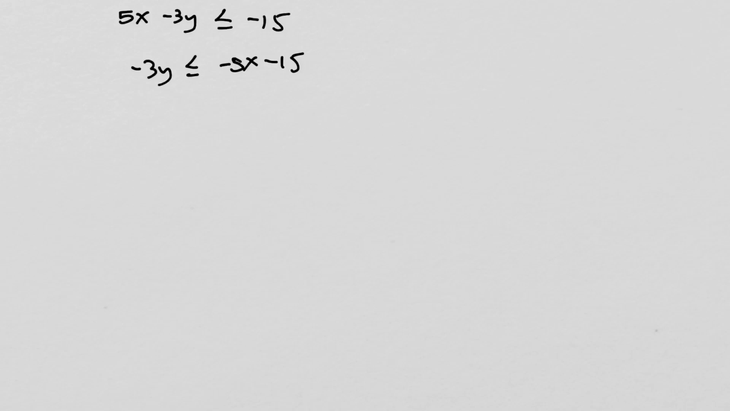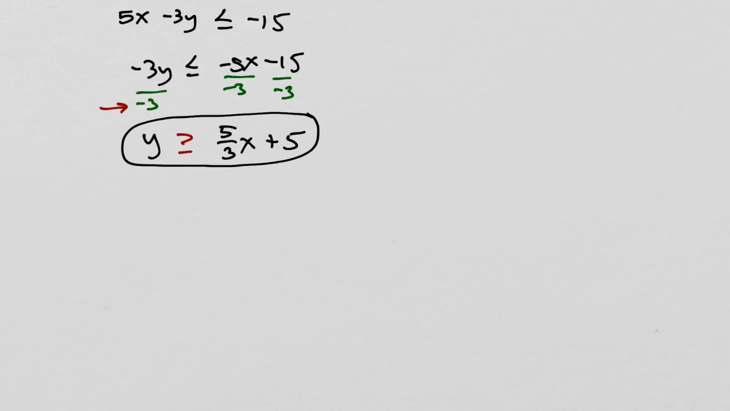And then to solve it for y, let's divide everything through by a negative 3. In which case I'll have a y here, a 5 over 3 times x for this one, and negative 15 over a negative 3 is a positive 5. And since we divided by a negative number, I will flip over the inequality. Okay? So this is what our inequality looks like now. All right, so let's graph y equals 5 over 3 times x plus 5.